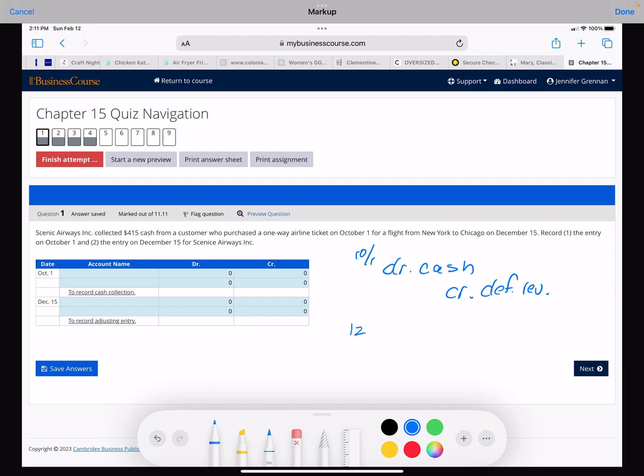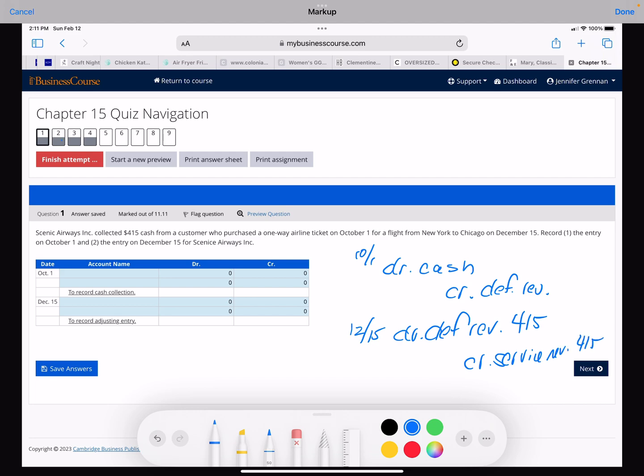When they actually come in and take the flight on December 15th, we will take out that deferred revenue, again 415, and we can finally credit service revenue or sales revenue.